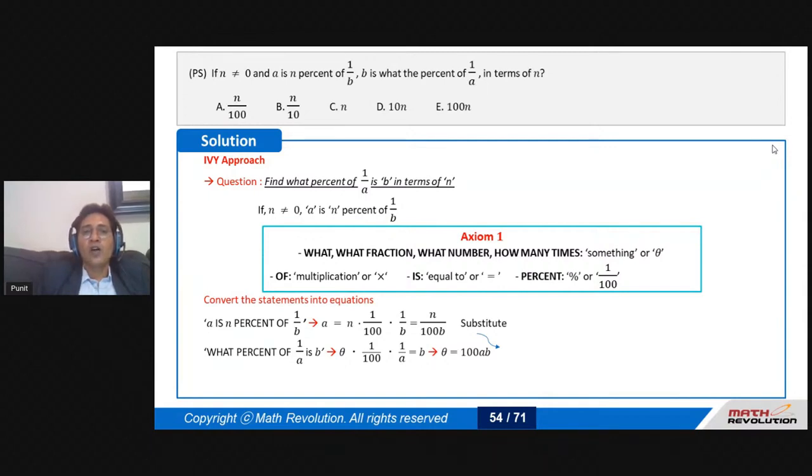What percent of 1 over A is B? So theta times 1 over 100 times 1 over A equals B. That means theta is equal to 100AB. Now I can directly substitute the value of A from here, which is n over 100 times B, which will cancel out 100 and 100, B and B, and I'll be left with n. My answer goes as C. Simple.